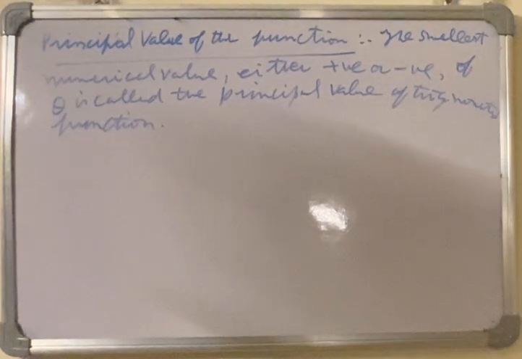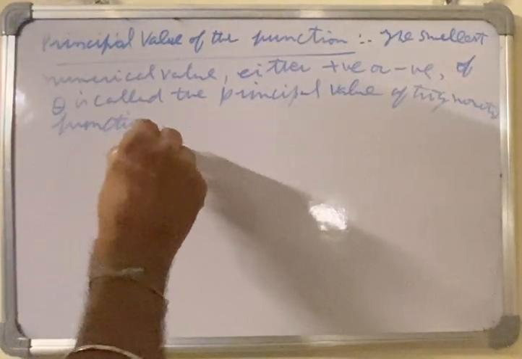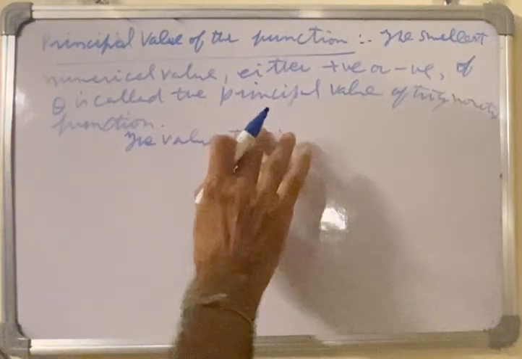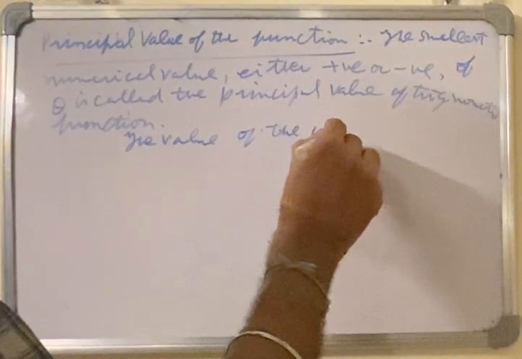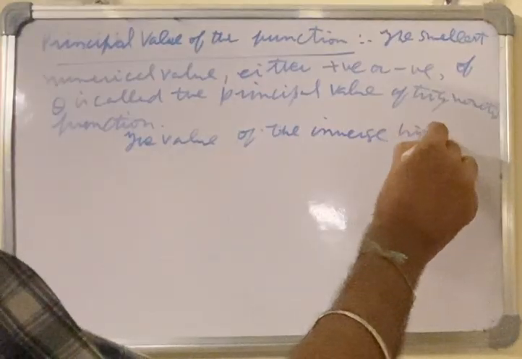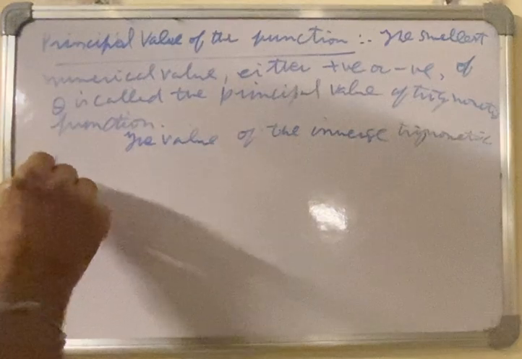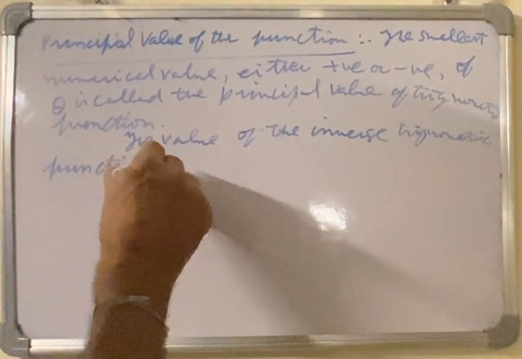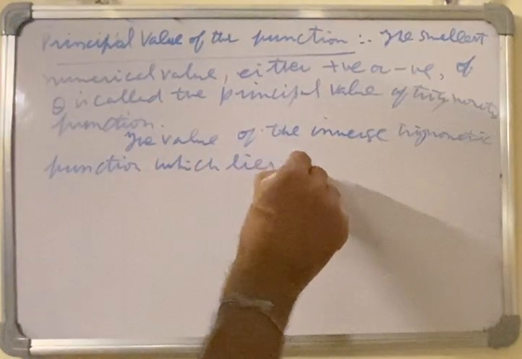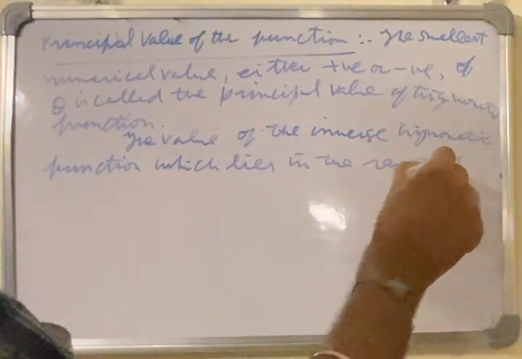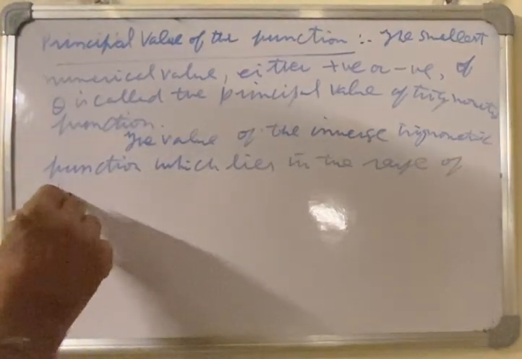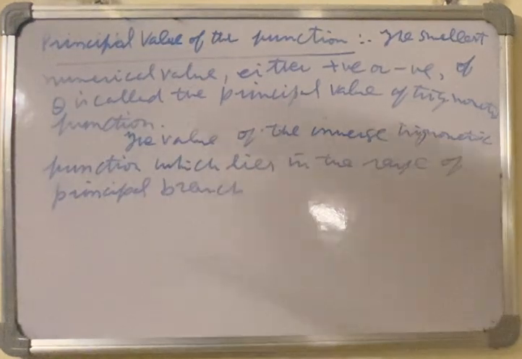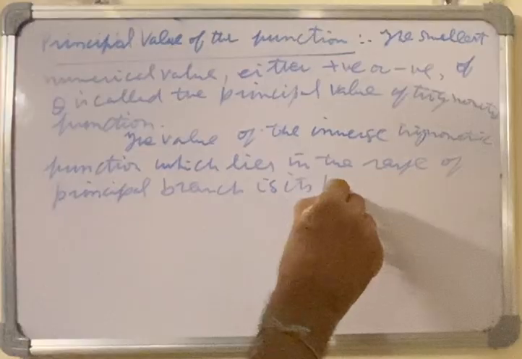The value of the inverse trigonometric function which lies in the range of principal branch is its principal value.